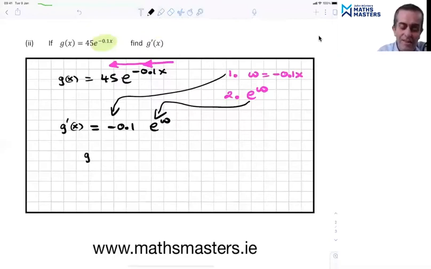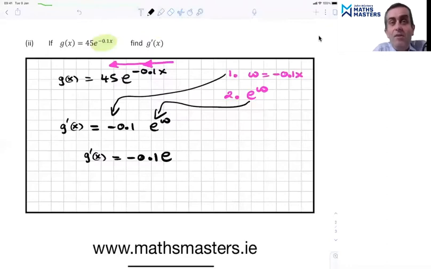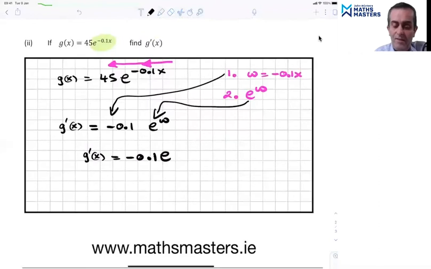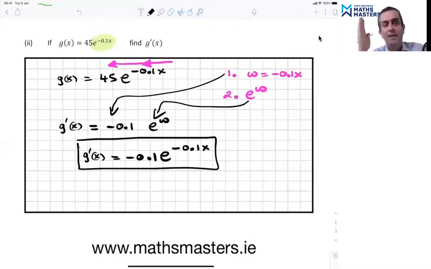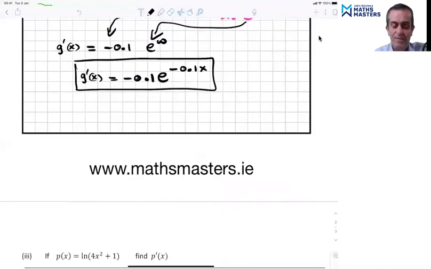Now, g dash x then, final line, is minus 0.1 multiplied by minus 0.1. And then all I'm going to do now is replace w again with minus 0.1x. So that's e to the power of minus 0.1x. And we are done with that question. Okay? So again, you read your functions from right to left. You make a list of the functions that you see using the letter w. And then you differentiate each part of the function one at a time and just multiply the answers together. That's how easy the chain rule is.